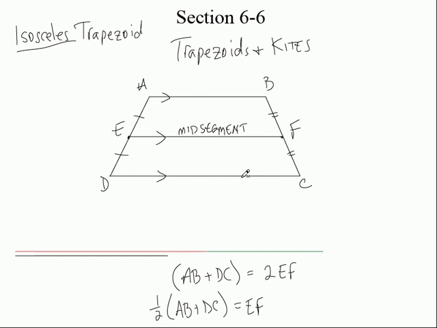Could you write 2 parentheses EF so it can distribute? Well, EF is not something you can distribute. It's just one length. Okay. Let's just throw some numbers in here just for fun, see what we get.